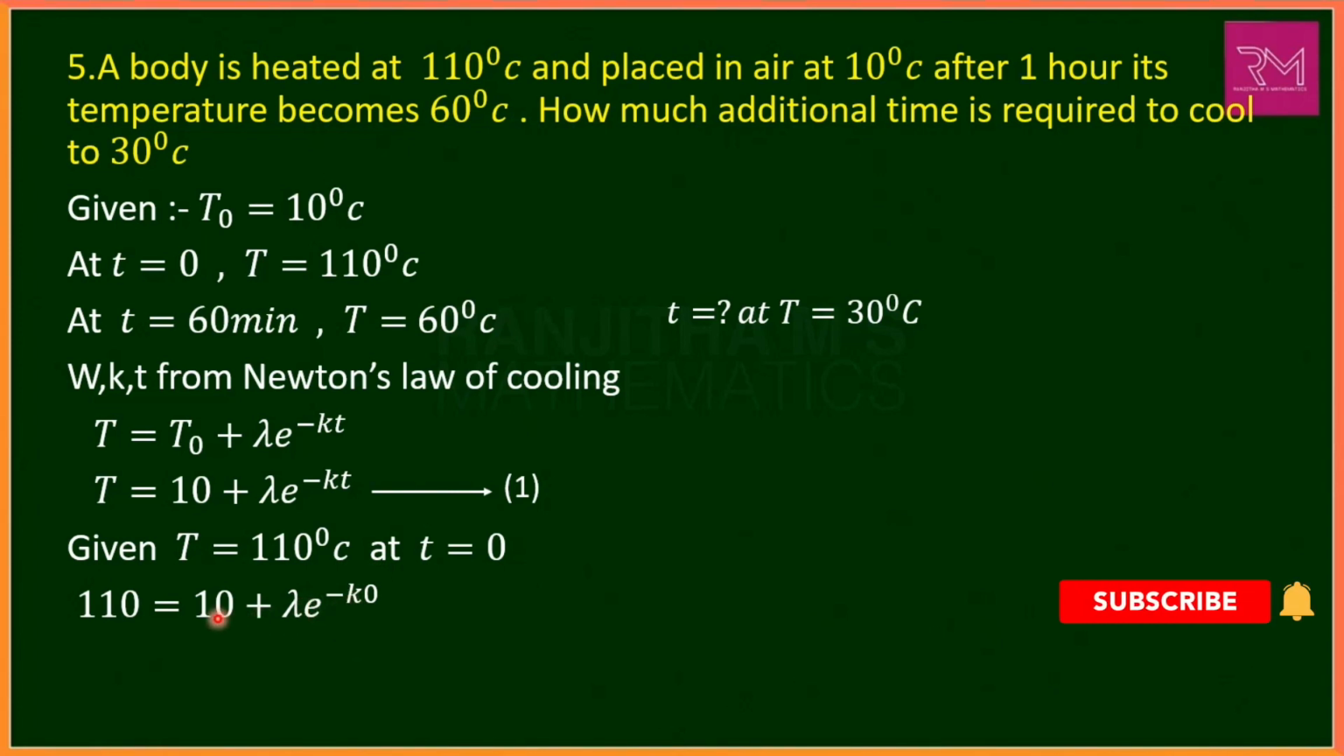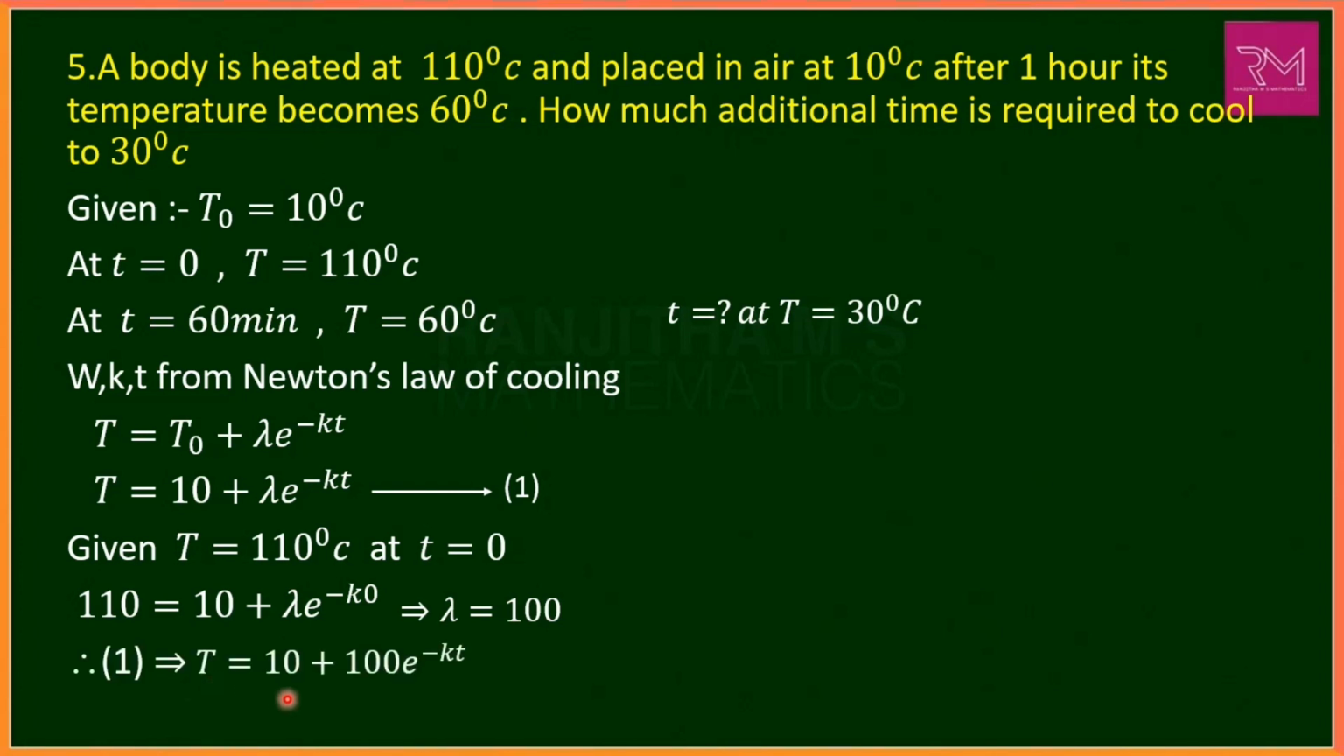Hence we get the lambda value as, take this 10 to the left hand side, that is 110 minus 10 is 100. Hence we get lambda value as 100. Substitute this value in equation 1. We get T equal to 10 plus lambda, which is 100, into exponential power minus kt. Call this equation number 2.